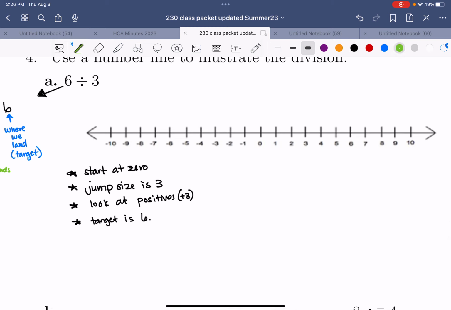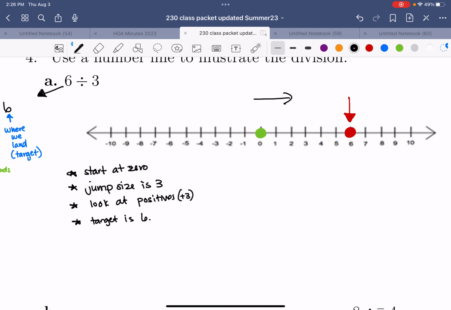Okay. So now if I set this up on my number line, I'm starting at 0, so I'm going to use my green here. Green for go and red for stop. So my target is 6. I want to land on 6 over here. So here's my target spot. So I'm going to start at green and end at red, no matter what I do. Okay. Then I'm going to look at the positives. So that means my arrow points this direction.